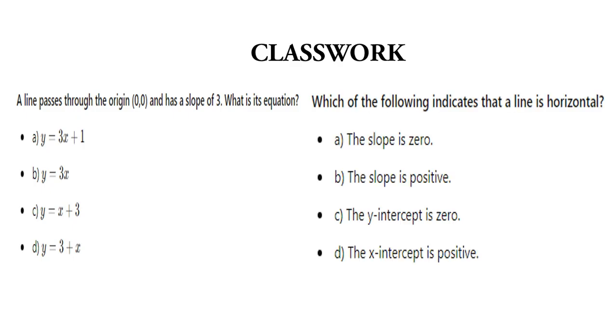The next one says, which of the following indicates that a line is horizontal? A, the slope is 0. B, the slope is positive. C, the y-intercept is 0. D, the x-intercept is positive.